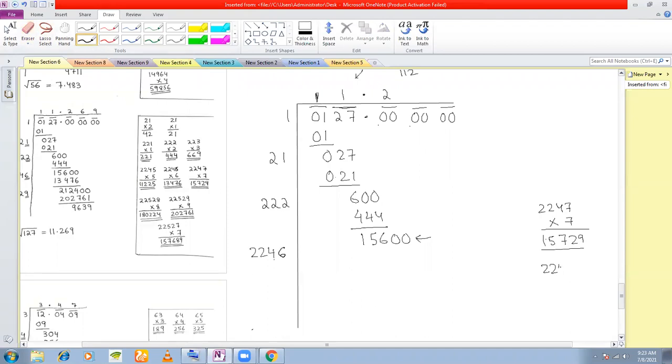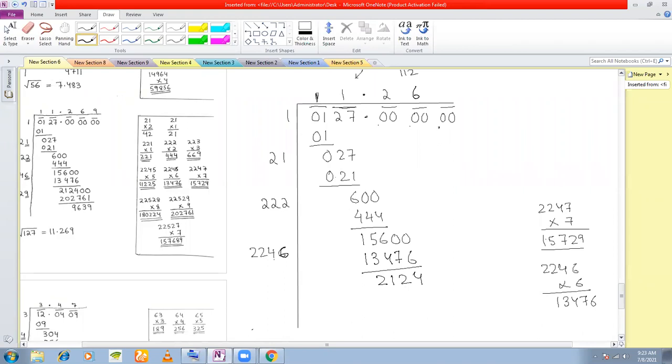Let's try with 6. So we get 2246 into 6, which will be 13,476, which is less than 15,600. So now we can put a 6 here. So 6 is acceptable. So we have put a 6 here and we put a 6 here also. Okay, and we get 13,476. Now we subtract to get here 2,124.